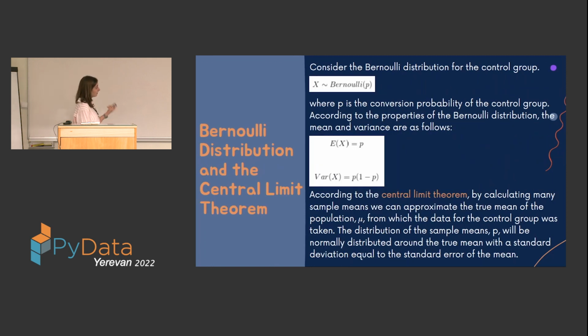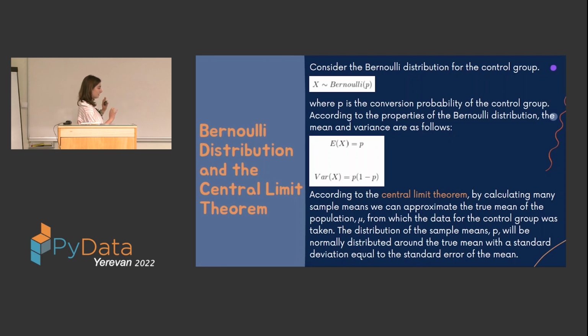We're going to go back to the maths. To do the apple-to-apple comparison, we should remember what the Bernoulli distribution is all about. The expectation of the Bernoulli distribution is the probability p, and the variance is p multiplied by 1 minus p.